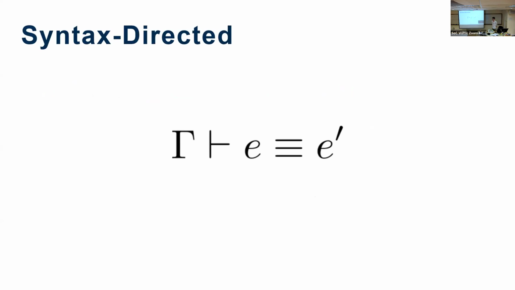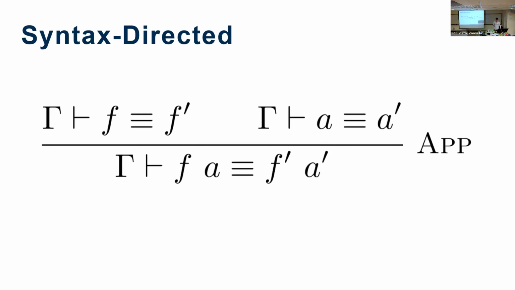So how this algorithm works is that it uses an equality judgment that looks exactly like the one we saw previously. And it works by doing structural recursion on both sides of the equality judgment. So if we wanted to decide if two function applications are equal, you can do structural recursion. We first check if the two functions are equal, and then we check if we can judge the two arguments to be equal.